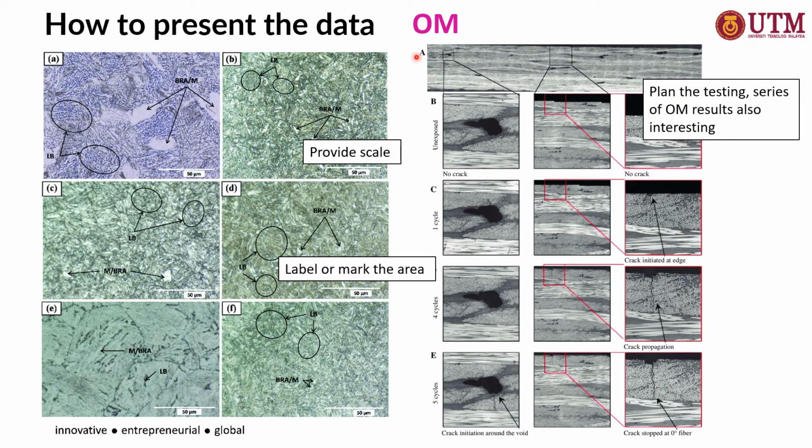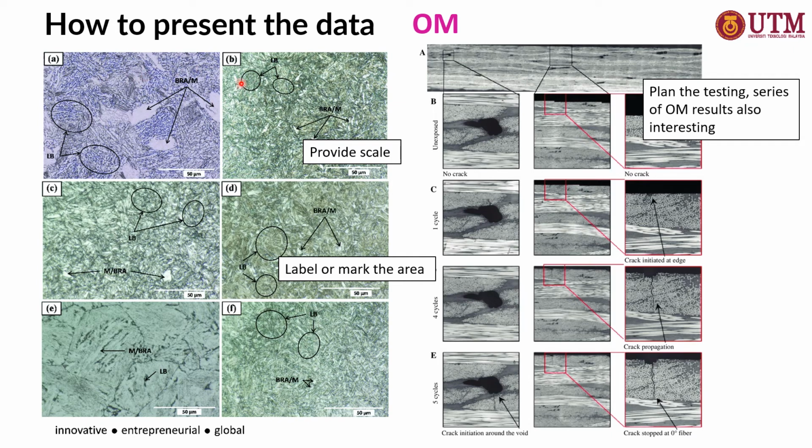Next, you can use the optical microscope. Not many students want to use the optical microscope. Why? Because normally they don't know how to compare the samples or how to prepare the sample. For the optical microscope, you can obtain a very good result if you do the polishing process. This is one example.